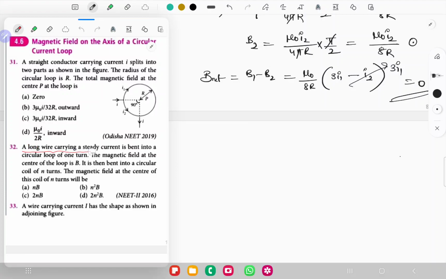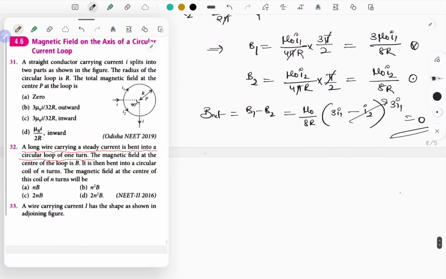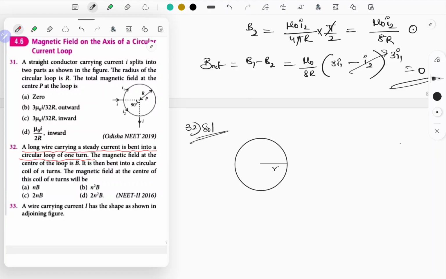A long wire carrying a steady current is bent into a circular loop of one turn. They said a long wire. What does it mean? It's an infinite length wire. That wire is bent in the form of a circular loop. Let me show you that. You may get a doubt: is it possible for us to bend an infinite length wire in the form of a circle, isn't it?